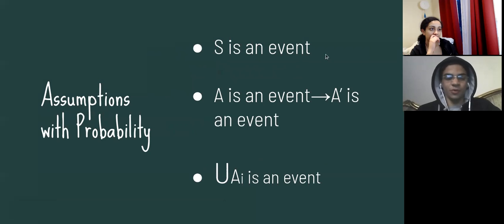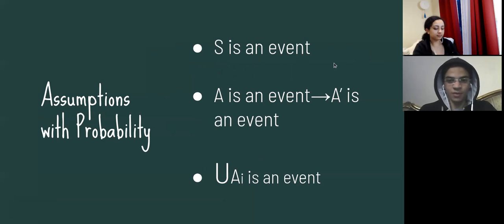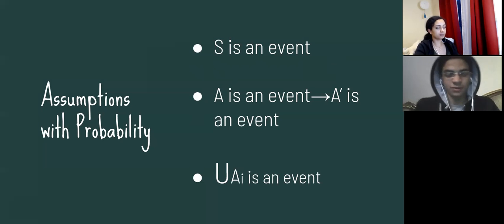So we will not deal with all kinds of probability here. We are dealing with the simplest form, where we have certain assumptions. There are other probability cases where these laws do not really apply, but we will not be concerned with these for now. So the assumptions are that S, the sample space, is an event. So you can say that this in itself has a probability.